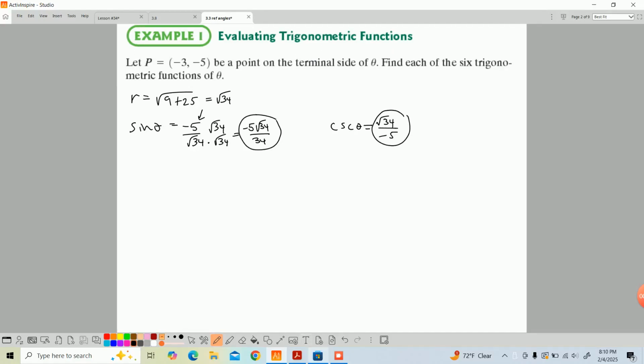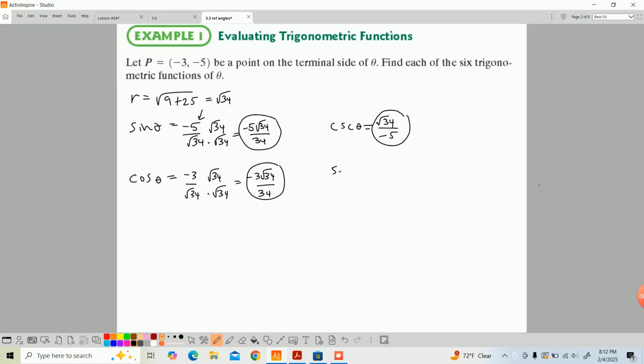You see? All right. Okay, so if we had to take the cosine of theta, then we would be doing x over r. And so the x value here is negative 3. The r value is radical 34, same thing as before. We're going to rationalize, so multiplying by radical 34. And we end up with negative 3 radical 34 over 34. And we leave it just like that.